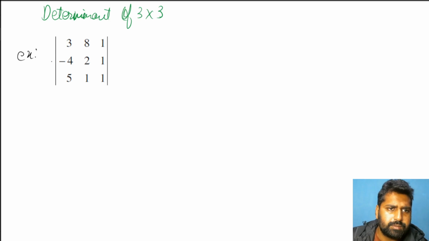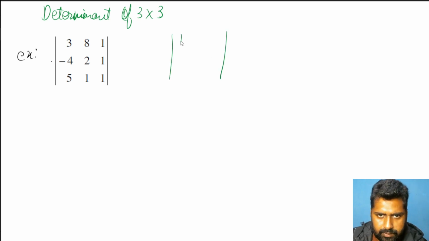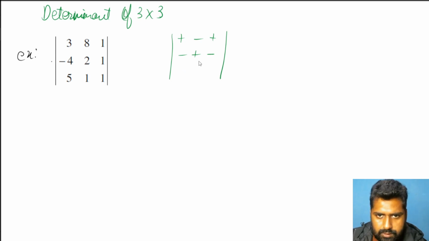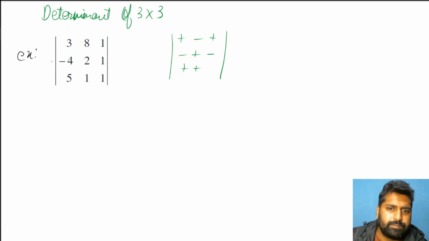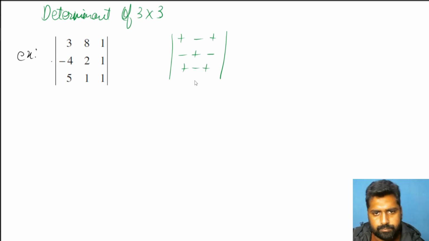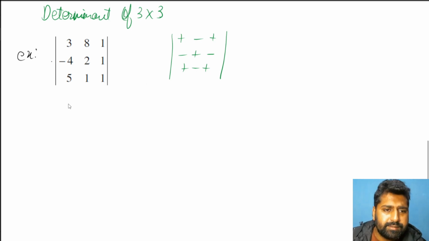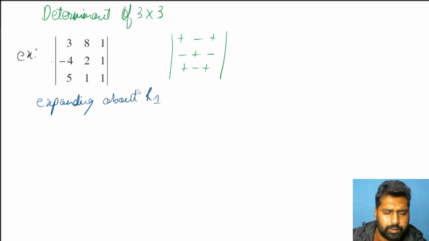First, understand this symbolic notation: plus, minus, plus, minus, plus, minus, plus, minus, plus. Now you have to use this. Let's say we are expanding, and there are multiple ways to solve it, I told you. So expanding about, let's say, row 1. Row 1 means this. We are going to expand about this.